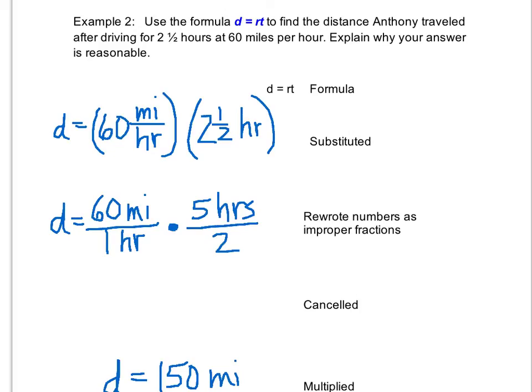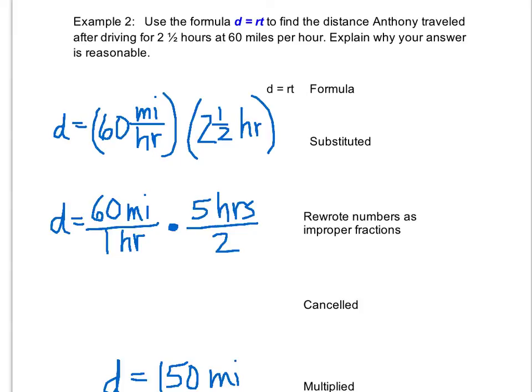Let's look at example 2. Use the formula D equals RT to find the distance Anthony traveled after driving for 2.5 hours at 60 miles per hour. Explain why your answer is reasonable. Well, first of all, we start out with our formula D equals RT. When we substitute numbers for the letters, we can see that we know what the time is, 2.5 hours, so we substitute that here for the T. And we know what the rate or the speed is, 60 miles per hour, so we can put that here. These numbers are in parentheses to show that we're going to multiply them. The unknown is the distance. The question asked, find the distance.